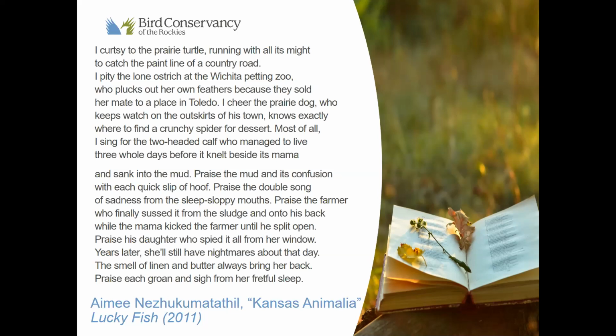Praise the mud and its confusion with each quick slip of hoof. Praise the double song of sadness from its sleep-sloppy mouths. Praise the farmer who finally sussed it from the sledge and onto his back while the mama kicked the farmer until he split open. Praise the daughter who spied it all from her window. Years later, she'll still have nightmares about that day. The smell of linen and butter always bring her back. Praise each groan and sigh from her fretful sleep.